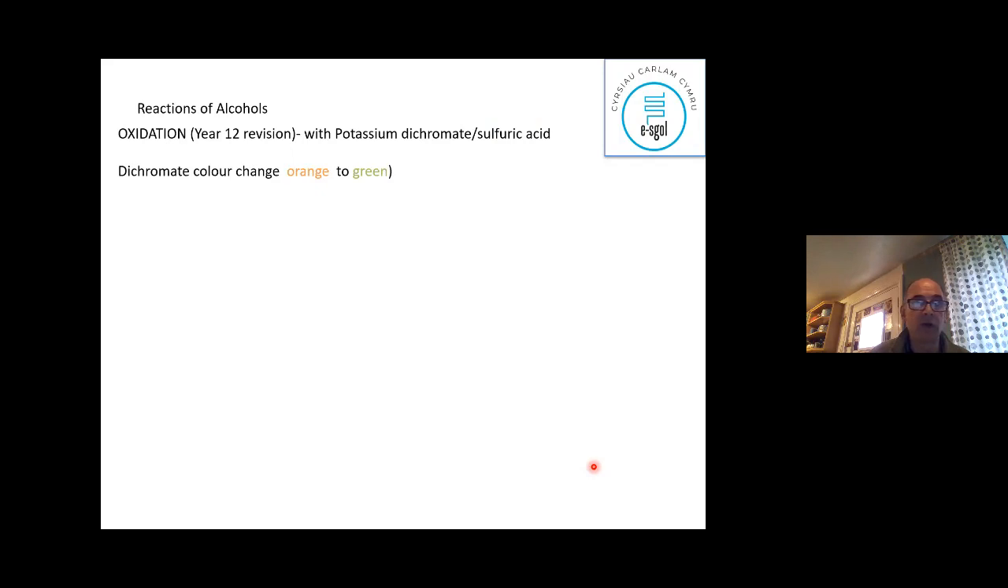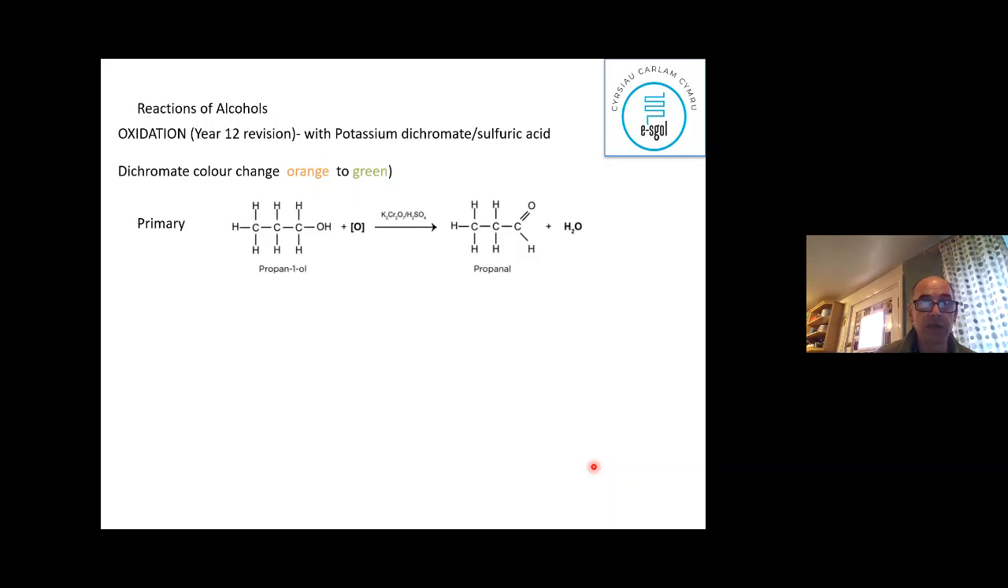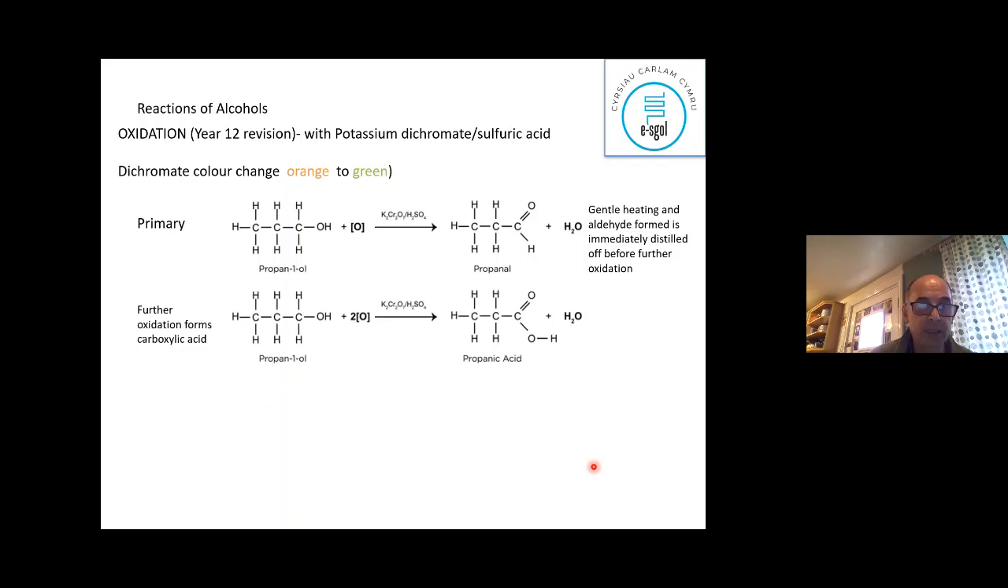Reactions of some of the alcohols. Oxidation, yet again from year 12, where you use potassium dichromate, orange in color, and it changes to green as oxidation occurs. Primary alcohols will first of all be oxidized to an aldehyde. Now, if you wish to isolate the aldehyde, there's gentle heating and the aldehyde is formed, which is immediately distilled off before any further oxidation. The aldehyde would further oxidize to form carboxylic acids from a primary alcohol.